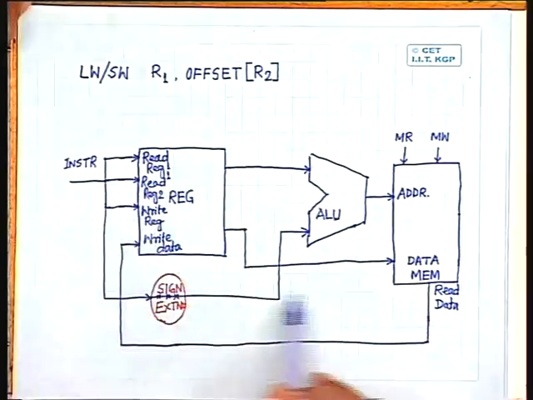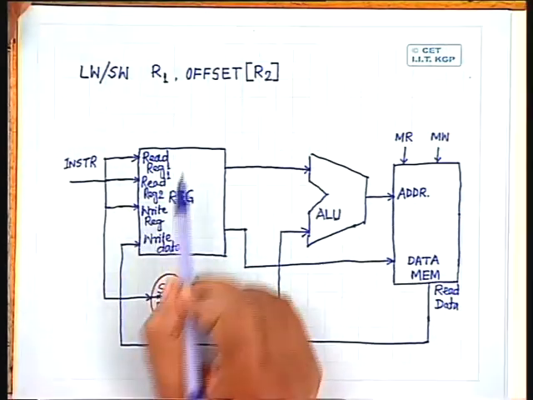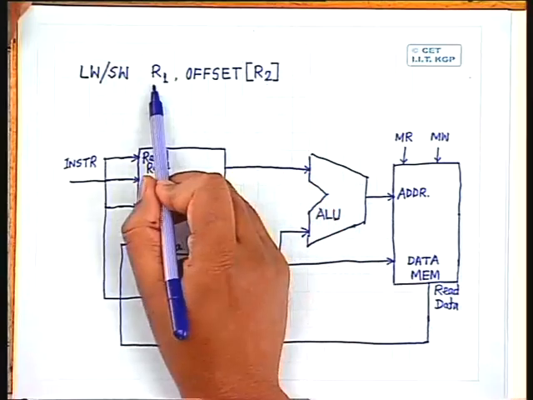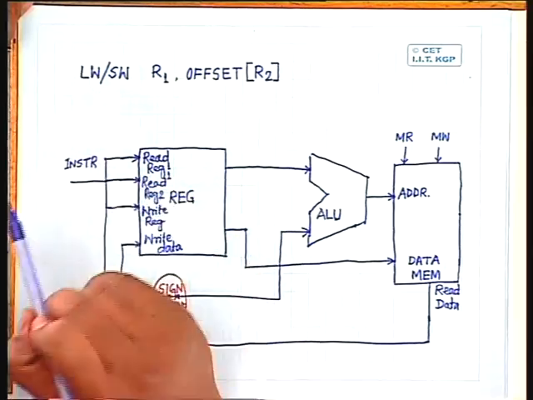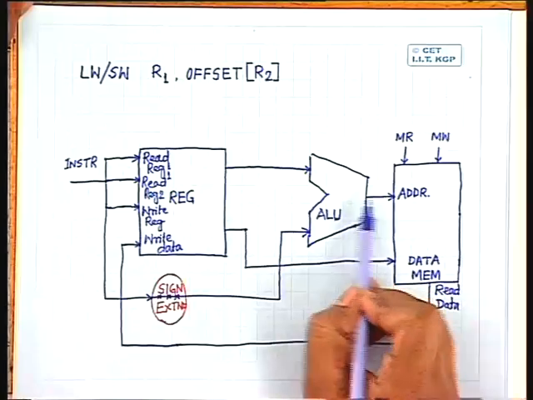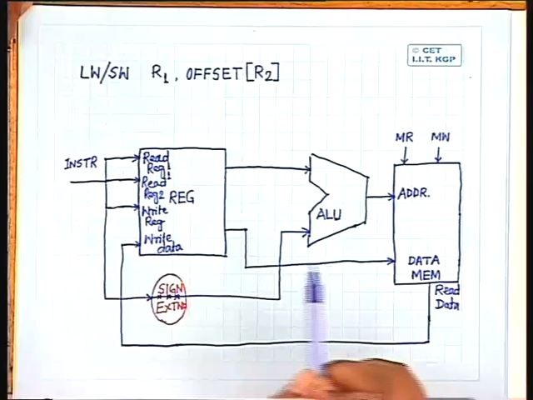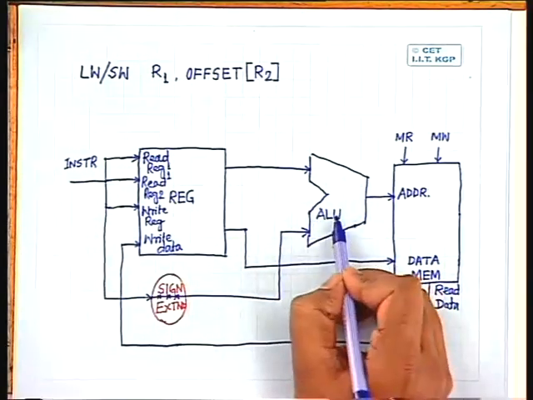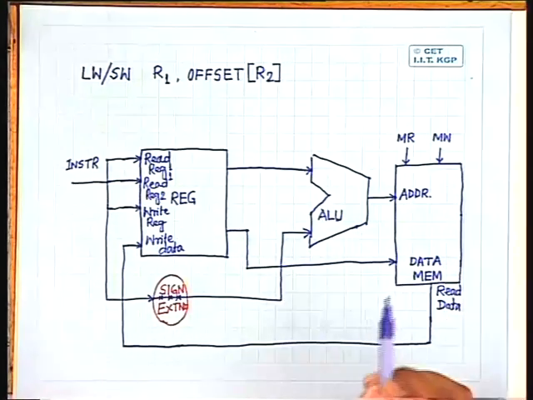The data path and data units involved in this operation are these. Obviously we have the register file because two registers are involved. Register R2 is always to be read, while R1 may be read or written depending on whether the instruction is load word or store word. In this case, the ALU is used for computation of the physical address in memory, not for performing an add operation like in register type instructions. So this ALU computes the physical address of the memory location to be accessed for reading or for writing.